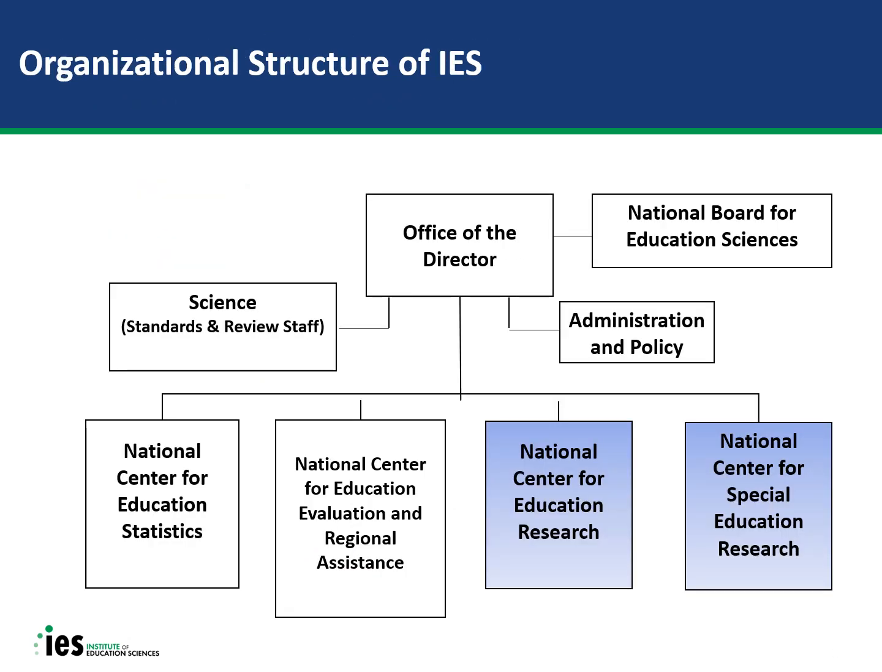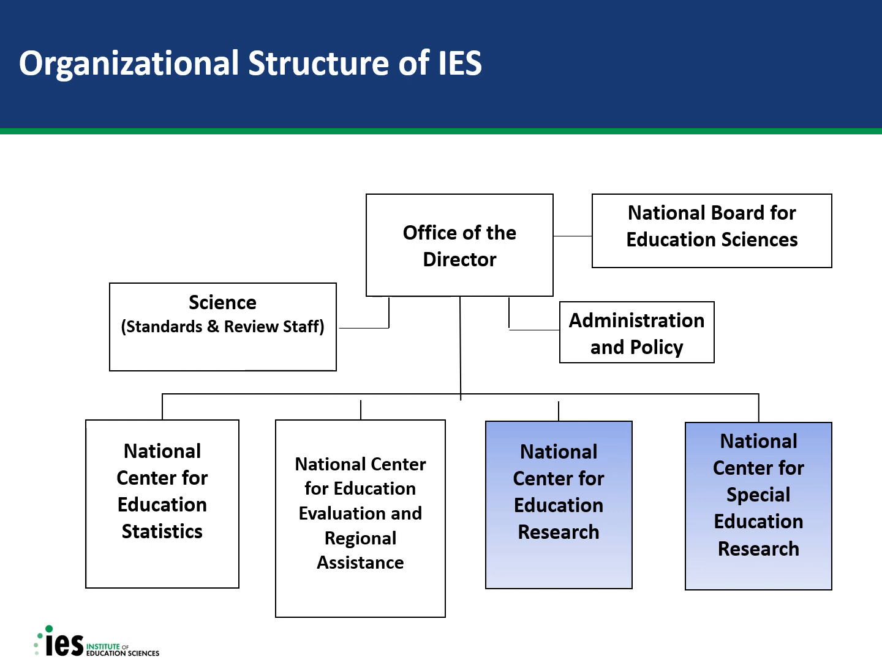This graphic represents the organizational structure of IES. We are led by a director who receives advice and consultation from the National Board for Education Sciences. The board consists of 15 voting members who are appointed by the President and confirmed by the Senate. Our science office oversees the scientific peer review processes for IES grant applications and IES peer-reviewed reports. We also have 4 centers within IES.